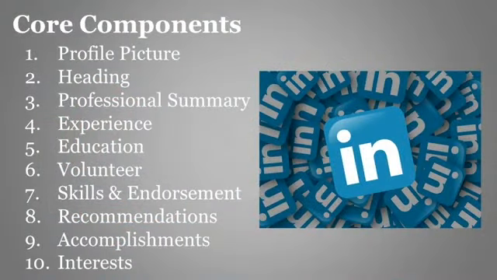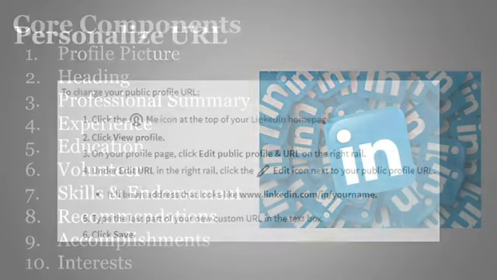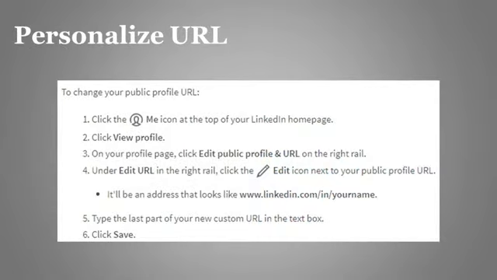These are the core components of your LinkedIn profile: profile picture, heading, professional summary, experience, education, volunteer, skills and endorsement, recommendations, accomplishments, and interests. Customize your URL so it lists only your first and last name. You may have to be creative and add your middle initial if your URL name is already taken.